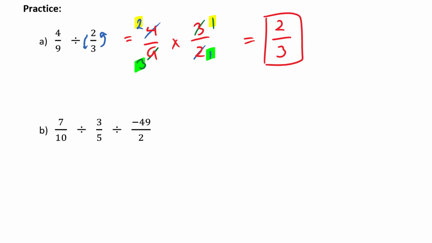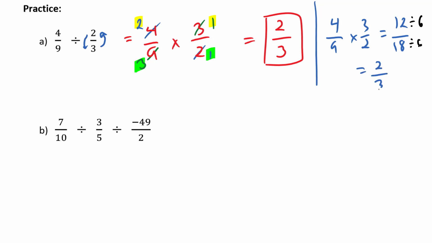Now if you're finding the canceling out difficult, there's no need to do that. We can do it the old way. 4 times 3 is 12. 9 times 2 is 18. The only problem is now you have to take out a common factor. In this case here, we'll take out a 6. And we'll be left with 12 divided by 6 is 2. 18 divided by 6 is 3.